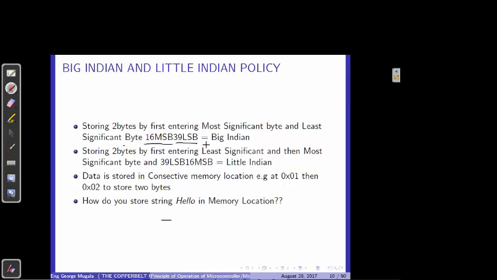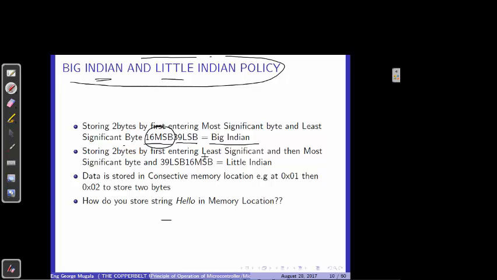And this methodology follows a policy. It's called the Big Endian and the Little Endian policy. In the Big Endian policy, the most significant byte is stored first, followed by the least significant byte, and this is the Big Endian policy.